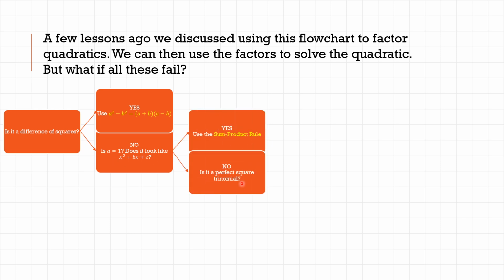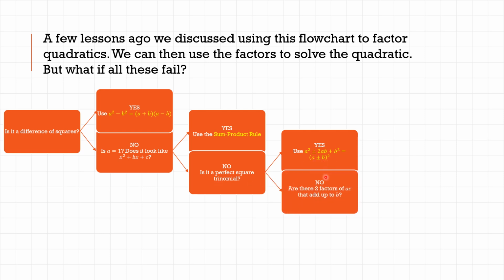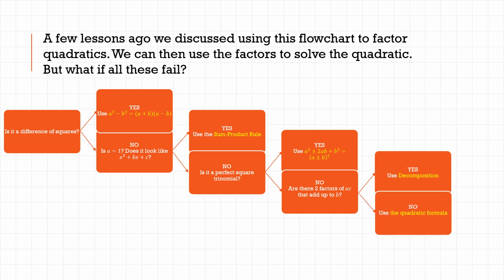If it doesn't, check if it's a perfect square trinomial. If the first and last numbers are square numbers, and the middle number is 2 times the square root of these two values, then just use the perfect square trinomial factoring to find your factors. But if it's not a perfect square, you have to check, are there two factors of a times c that add up to b? If there are, you can use decomposition. If not, then your only option is to use the quadratic formula.